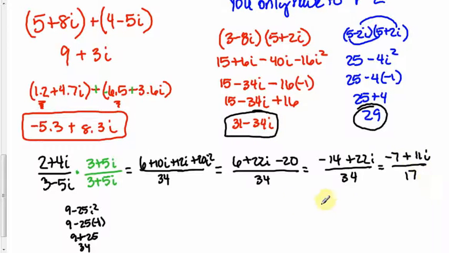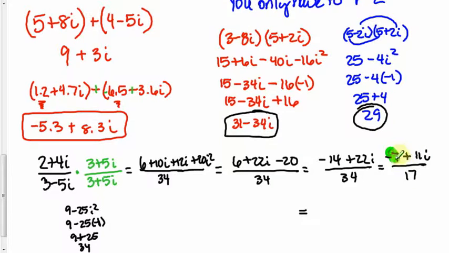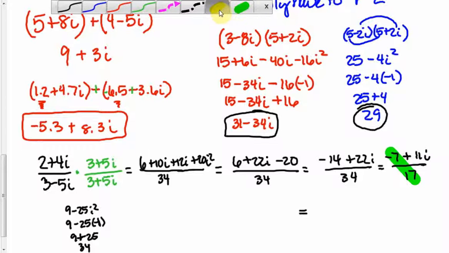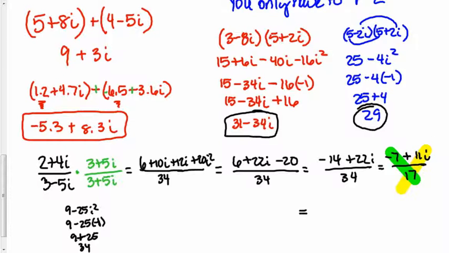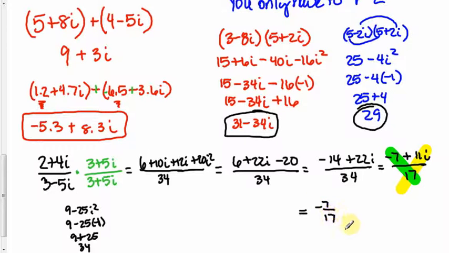Okay, so we have to take this answer and we have to break it up into the real part plus or minus the imaginary part. You do that by taking that fraction over that fraction. Not over it, added to that fraction, excuse me. So it's negative 7 over 17 plus 11 over 17, and you just stick your I in the middle.